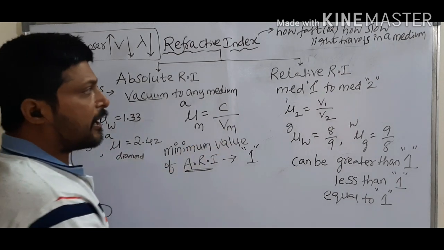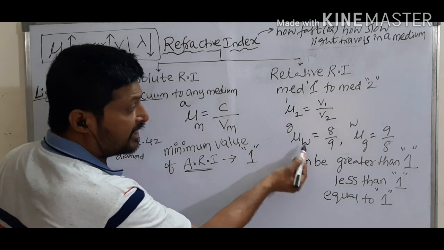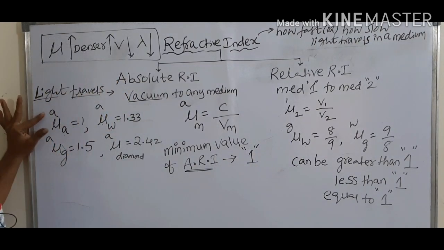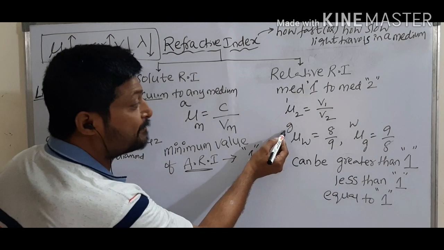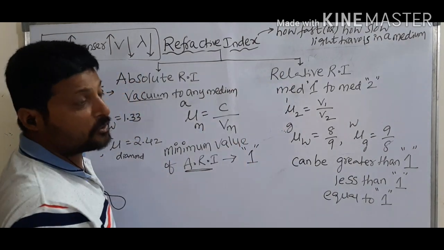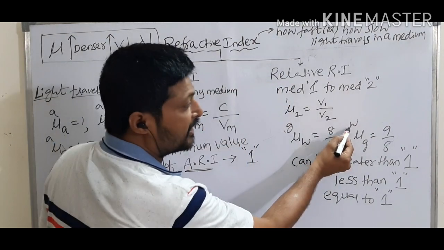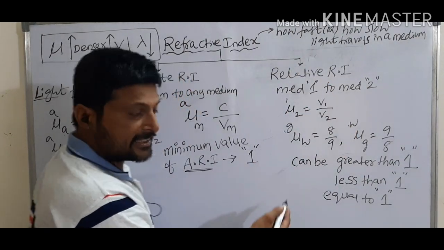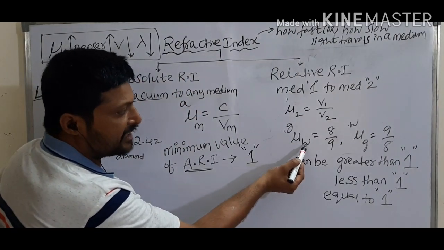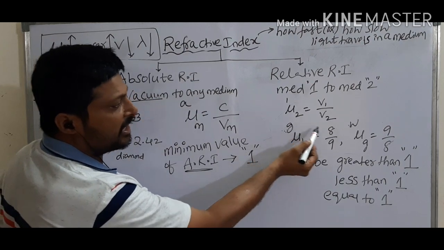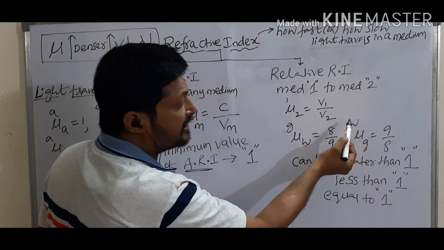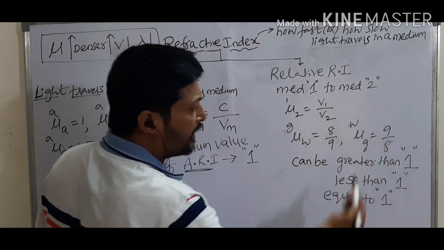Next, observe the refractive index of water with respect to glass. Here it is not with respect to air. If it is with respect to air, that is absolute, but with respect to glass, this is relative refractive index. Here, the refractive index of water with respect to glass is 8/9, and the refractive index of glass with respect to water is 9/8.